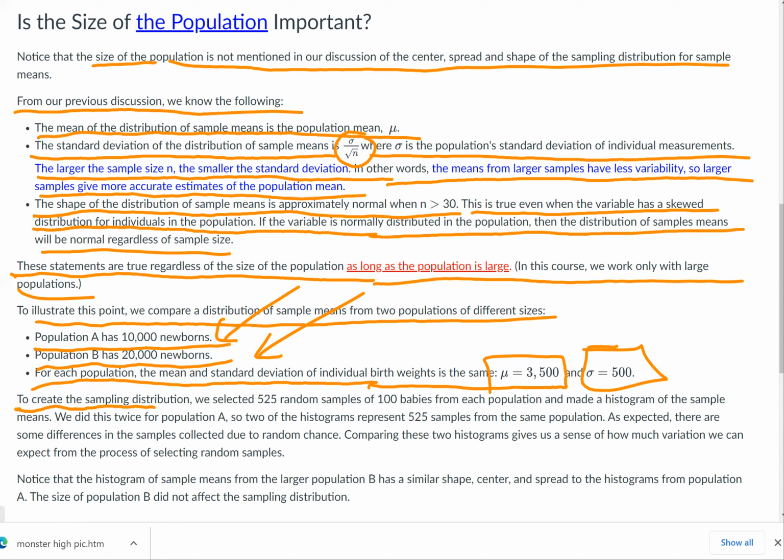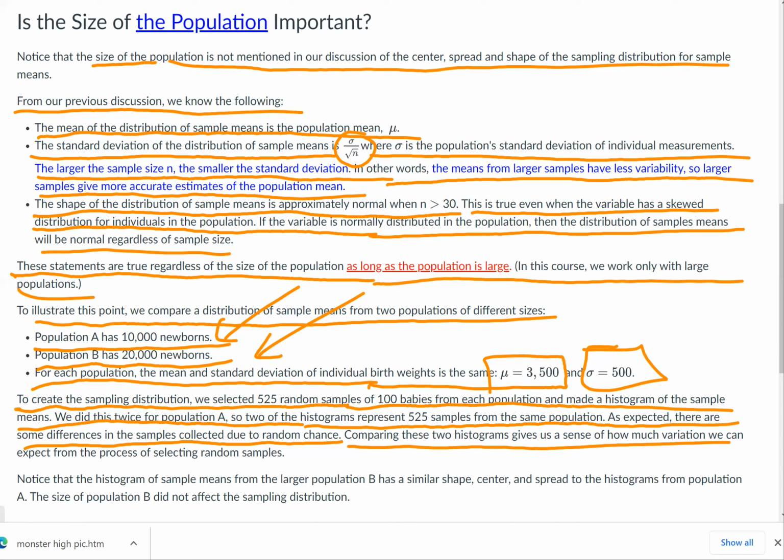To create the sampling distribution, we selected 525 random samples of 100 babies from each population and made a histogram of the sample means. We did this twice for population A, so two of the histograms represent 525 samples from the same population. As expected, there are some differences in the samples collected just due to random chance. Comparing these two histograms gives us a sense of how much variation we can expect from the process of selecting random samples.